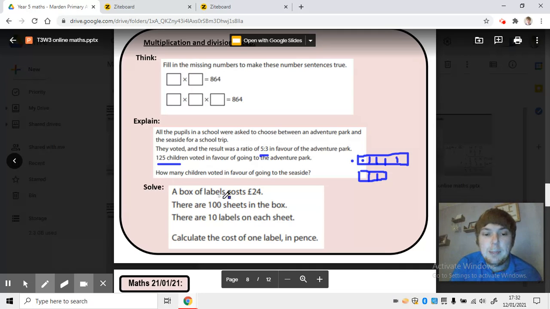And then you'll solve. A box of labels costs £24. There are 100 sheets in the box. There are 10 labels on each sheet. Calculate the cost of one label in pence. Okay, so if you know you've got a box of labels for £24, and there's 100 sheets in that box, there's 10 labels on each sheet. See if you can work out whether you're multiplying or dividing, and you can get down to how much one label is worth in pence. Again, that is something we will look at at 10 o'clock.